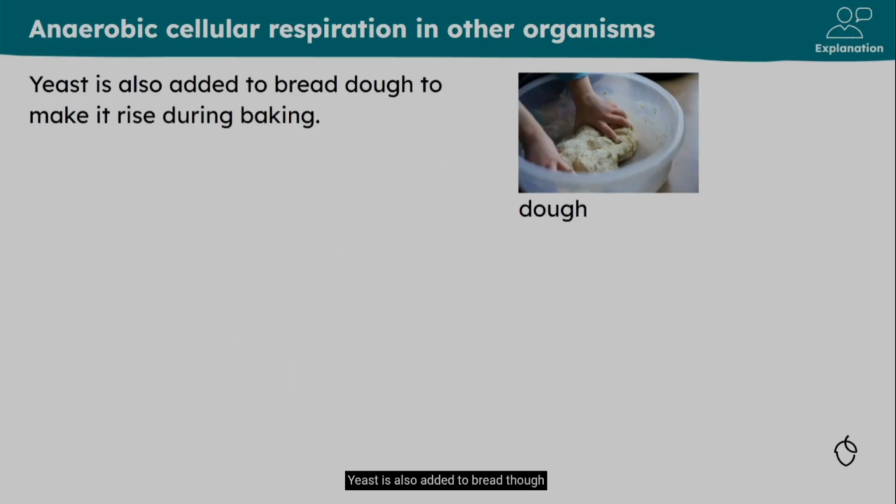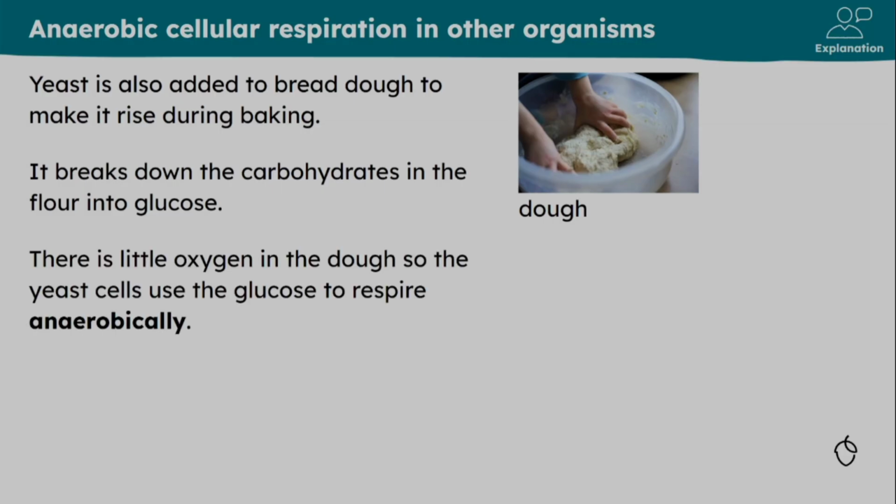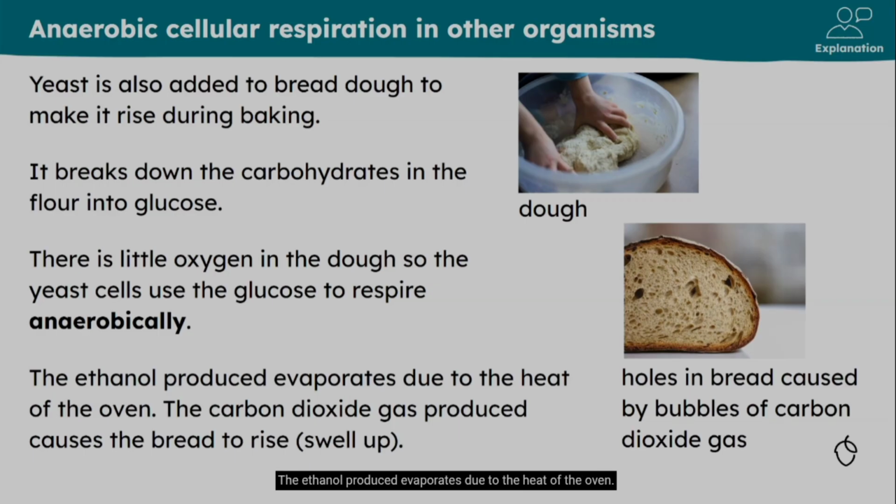Yeast is also added to bread dough to make it rise during baking. It breaks down the carbohydrates in the flour into glucose. Because there is little oxygen in dough, the yeast cells use the glucose to respire anaerobically. The ethanol produced evaporates due to the heat of the oven. The boiling point of ethanol is only around 80 degrees, so the bread's in the oven at around 200 degrees, so there's definitely no ethanol left in the bread.